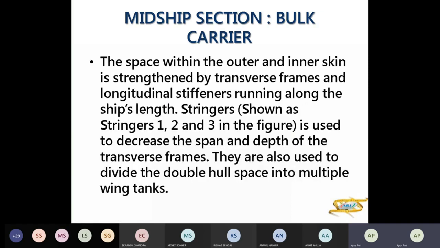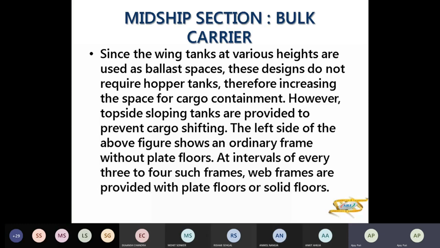So the space between the outer and inner hull is strengthened by transverse frames. You have the stringers here, 1, 2, 3, which we have seen. They decrease the span and depth of the transverse frames and divide your double hull space into multiple tanks. So your wing tanks at various heights are required for ballast space, and the designs do not require hopper tanks. Therefore, you are increasing the space for cargo containment.